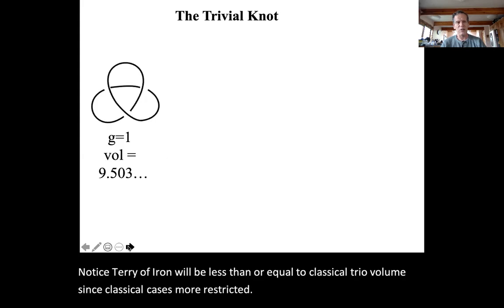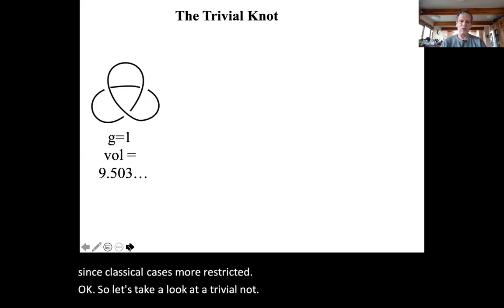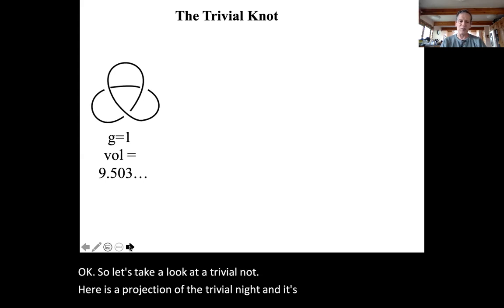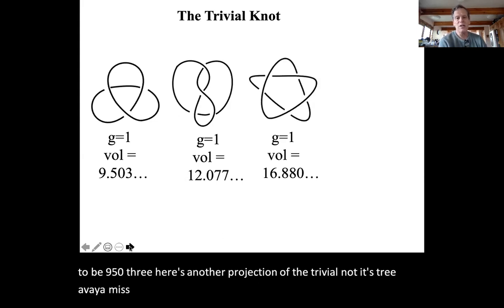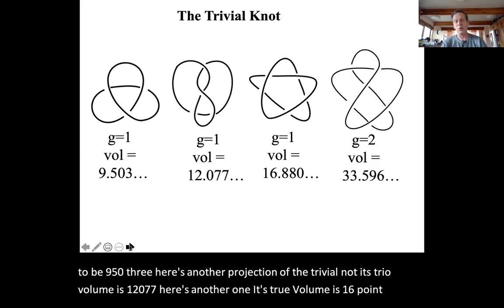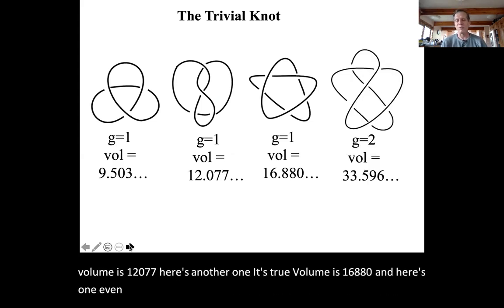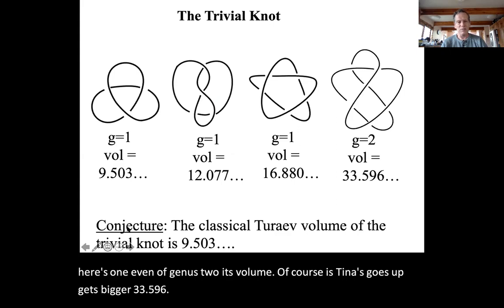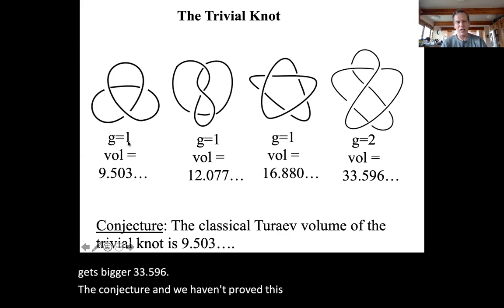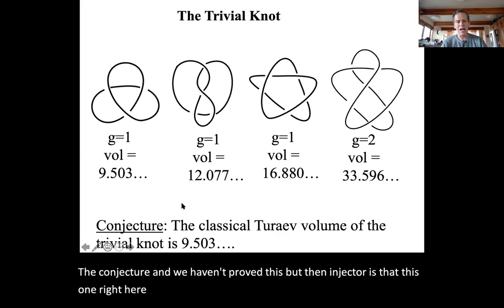Okay, so let's take a look at the trivial knot. Here is a projection of the trivial knot, and its Turaev volume turns out to be 9.503. Here's another projection of the trivial knot. Its Turaev volume is 12.077. Here's another one. Its Turaev volume is 16.880. And here's one even of genus 2. Its volume, of course, as genus goes up, gets bigger. It's 33.596. The conjecture, we haven't proved this, but the conjecture is that this one right here corresponds to the classical Turaev volume of the trivial knot.